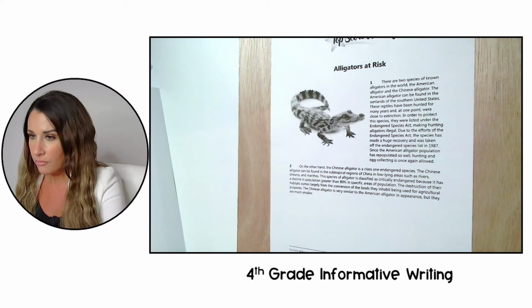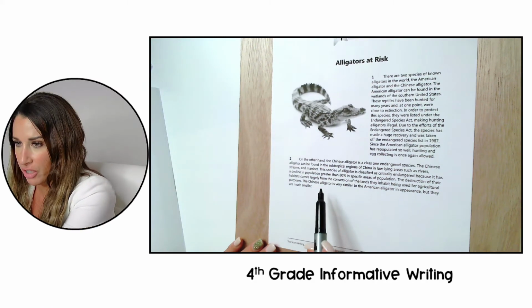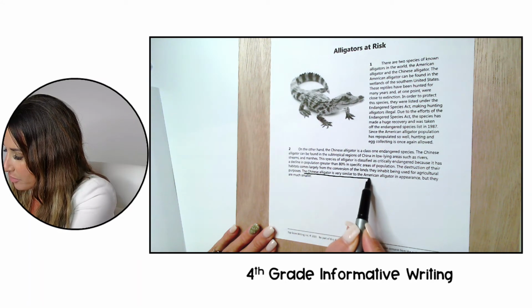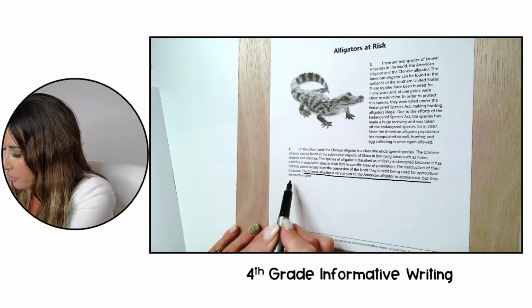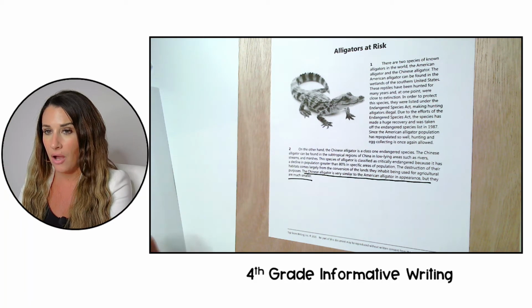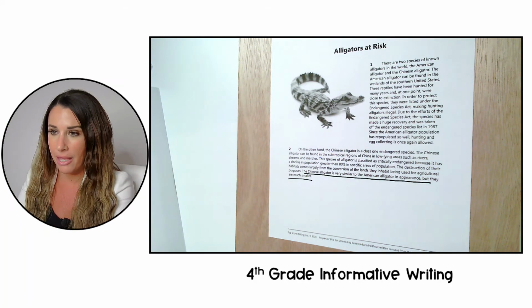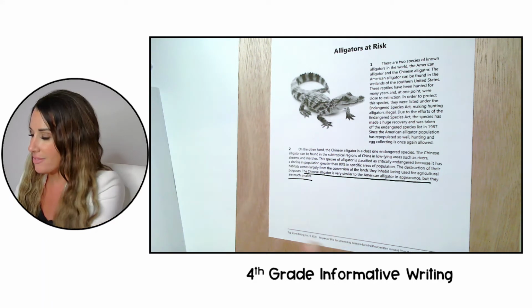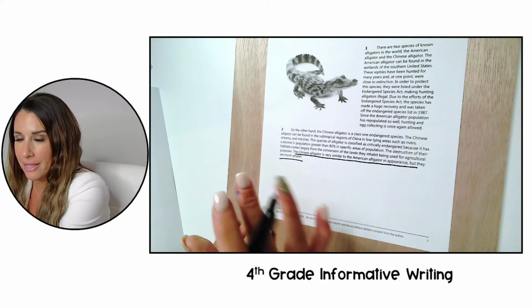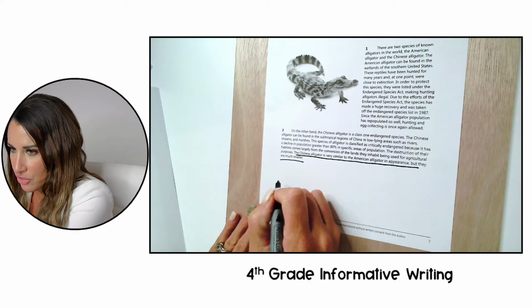Well, I'll tell you right here, I can see the perfect quote that we can copy. "The Chinese alligator is very similar to the American alligator in appearance, but they are much smaller." That's a perfect quote I can take. Now, if I wanted to bring that into my essay, this is exactly how I would do it. Let's pretend I was writing my essay, and this is another page. I'm just going to write it down here so you can see it.